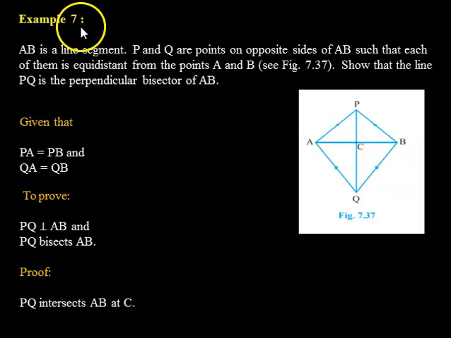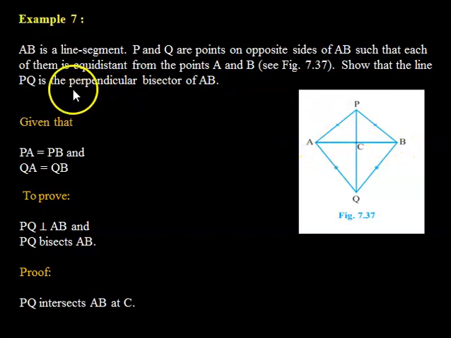Coming to example 7 of your textbook, the question is: AB is a line segment. P and Q are points on the opposite sides of AB such that P is equidistant from A and B, and Q is also equidistant from A and B. What does it mean? PA will be equal to PB and QA will be equal to QB. What should we prove? That line PQ is the perpendicular bisector of AB.